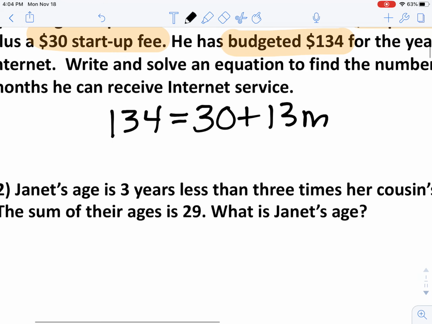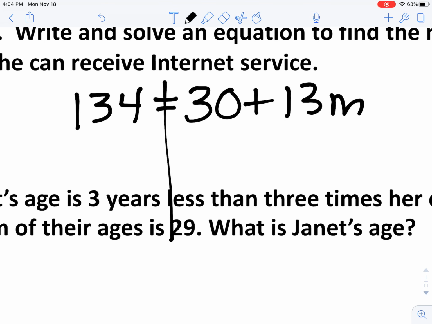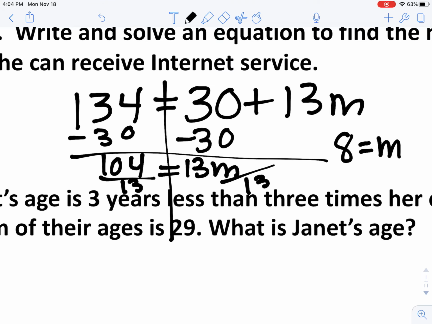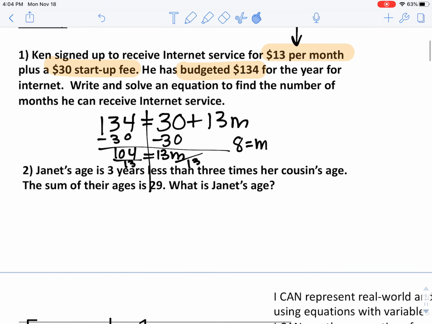It then says to solve the equation to find the number of months he can receive internet service. So first I'm going to walk through my steps. First thing I have to do is get rid of my constant. I'm going to subtract 30 from both sides. I'm left with 104 equals 13M. Now we have 13 times M. The inverse operation of multiplication is division. I'm going to divide both sides by 13. I'm left with 8 equals M. The question asks, find the number of months. So, 8 months.